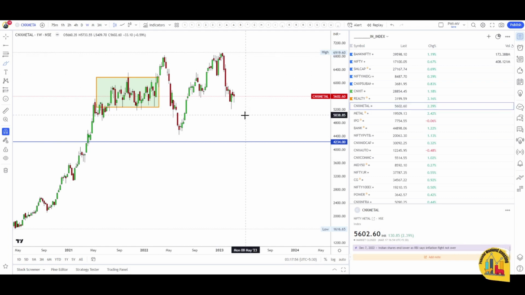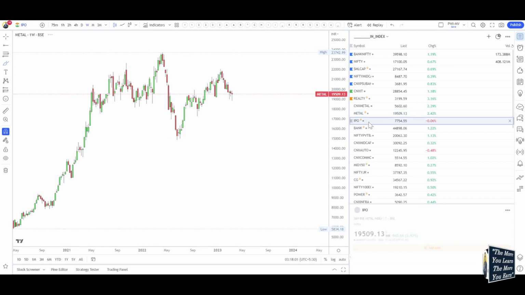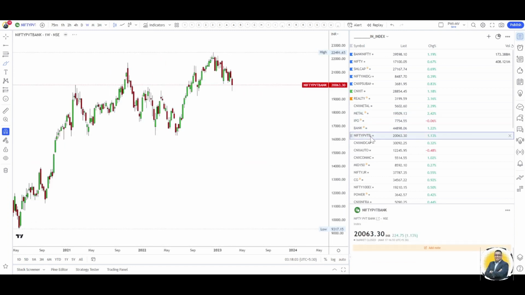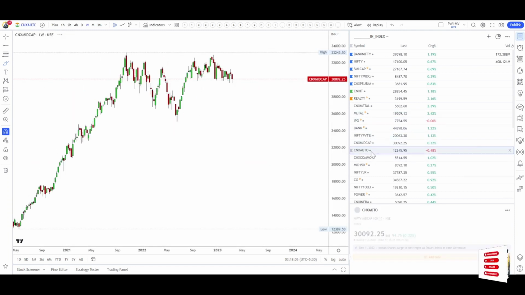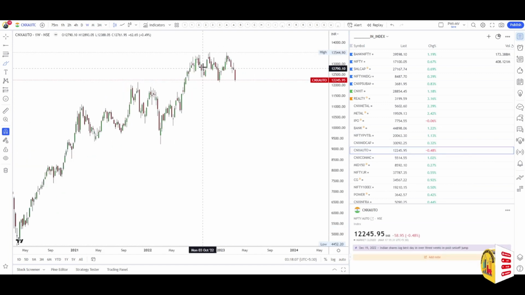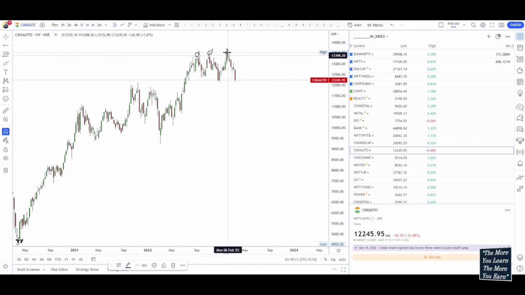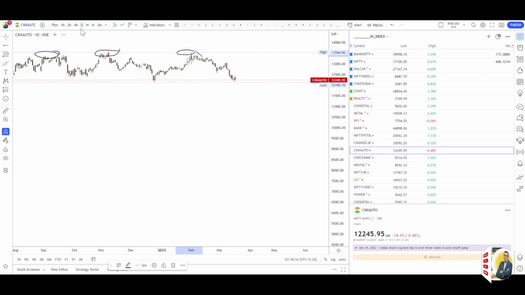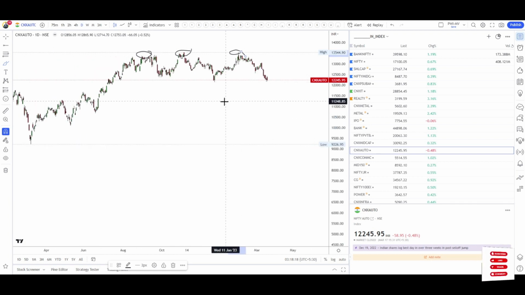CNX Metal is completely sideways to downward trend, nothing much happening. Banks, we have covered that. Private banks, let's not cover this. Midcap auto, let's look at the auto. Again, it has made a triple top here. You can see 1, 2 and 3, and now it's in a downward. So a lot of the rally which was there has been sold off. So there is again downward pressure on auto as well.